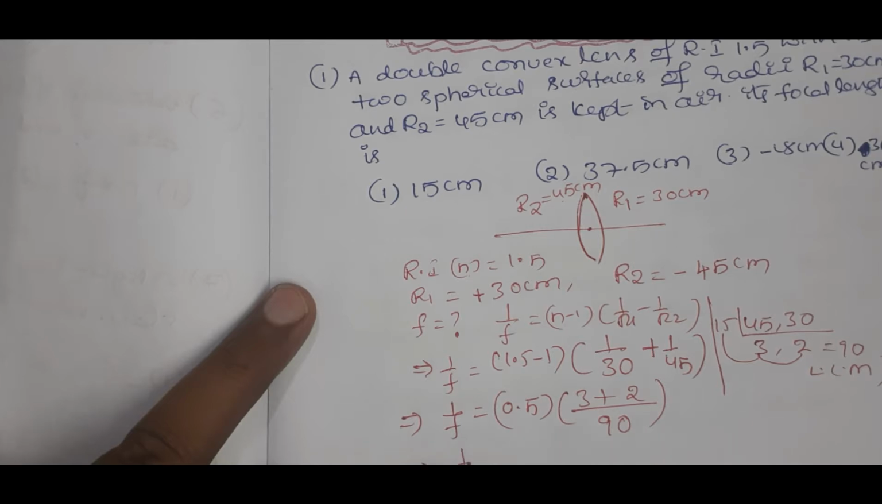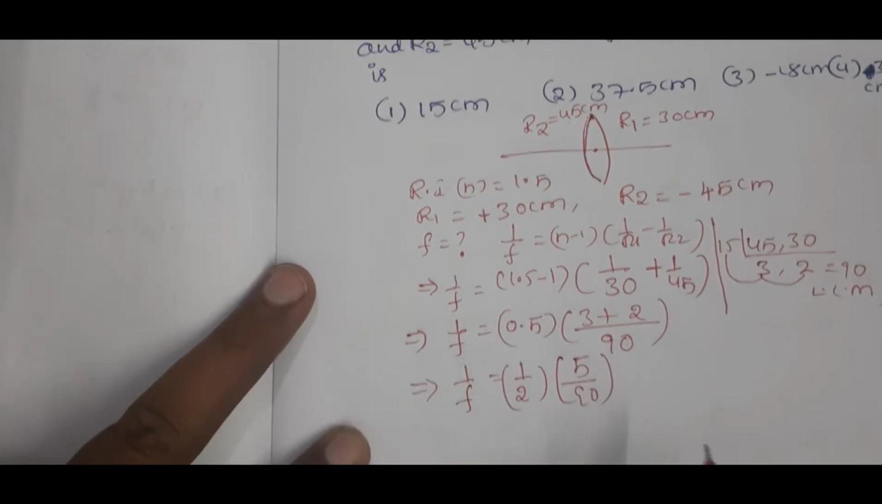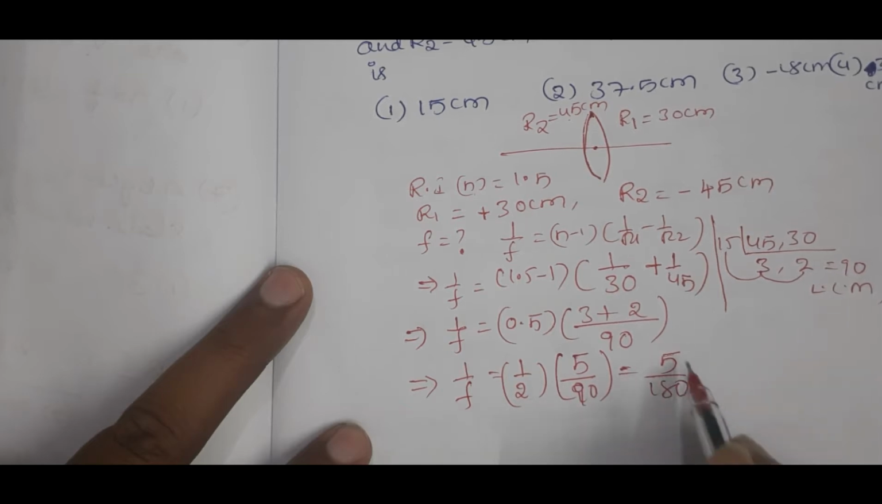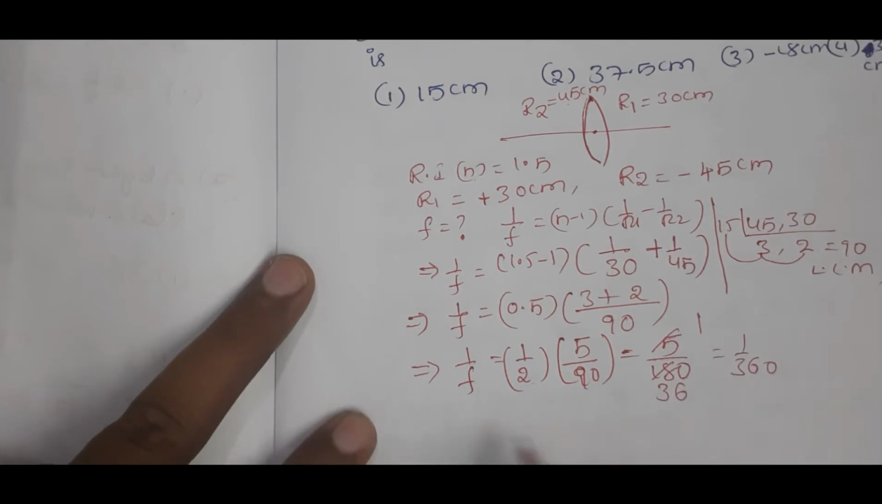So 1 by f is equal to 0.5, which we can write as 1 by 2, times 5 by 90. 0.5 is written as 1 by 2. That is 5 by 180. On cancellation, students, 5 ones are 5, 5 threes are 15, 5 sixes are 30. That is 1 by 36, students.